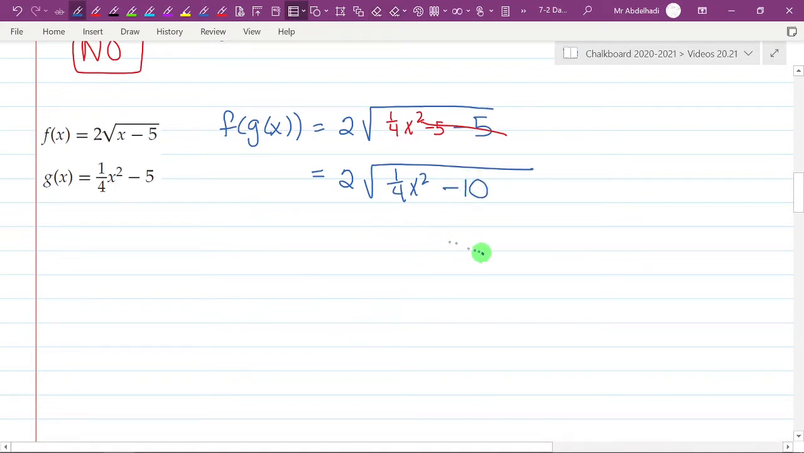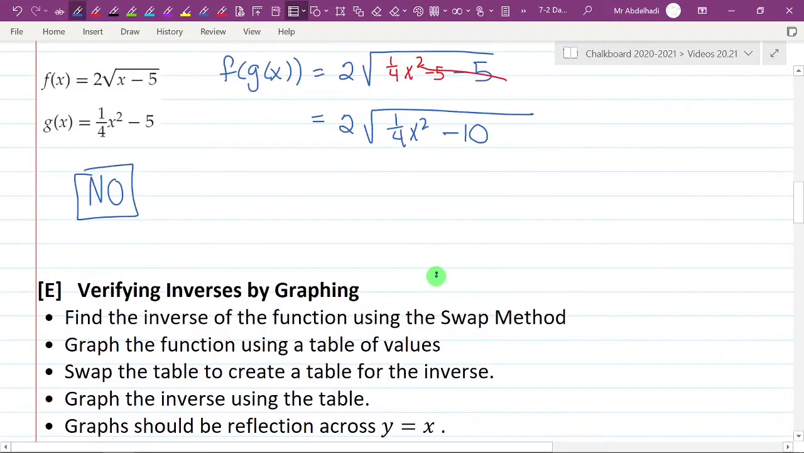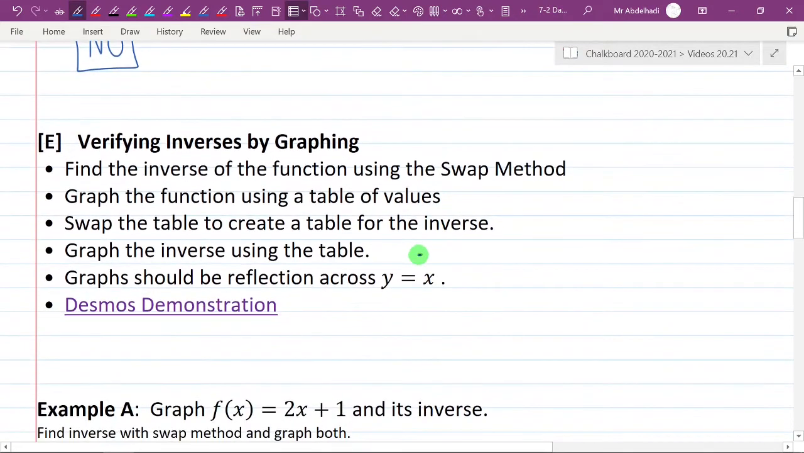Okay, you can break up a square root into factors. So we can factor this and factor this if there's nothing here. But the fact that there's a minus 10 here, you can't break this up this way. It doesn't work. So this is not factorable is what I'm trying to say. Okay, so this is a big fat no. Another no. Okay, and that brings us to the next section, which is verifying inverses, this time by graphing.